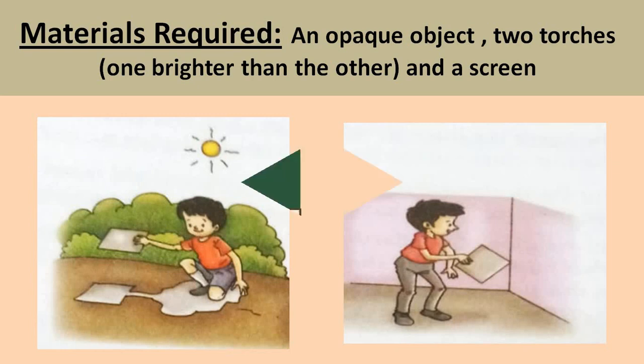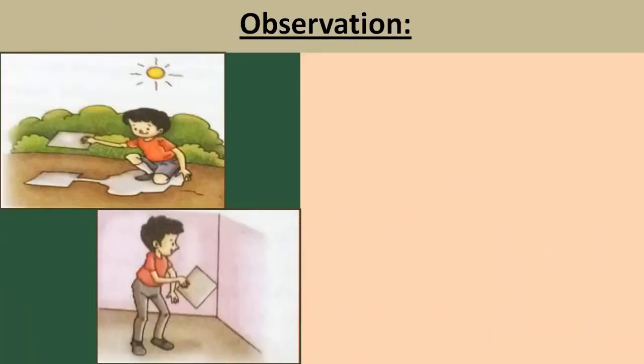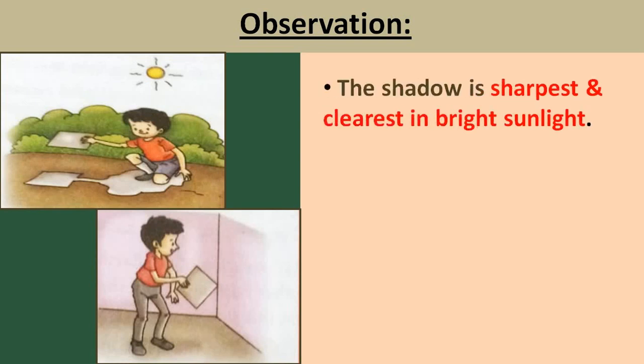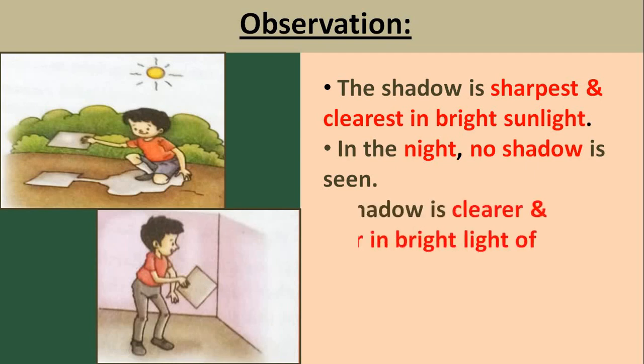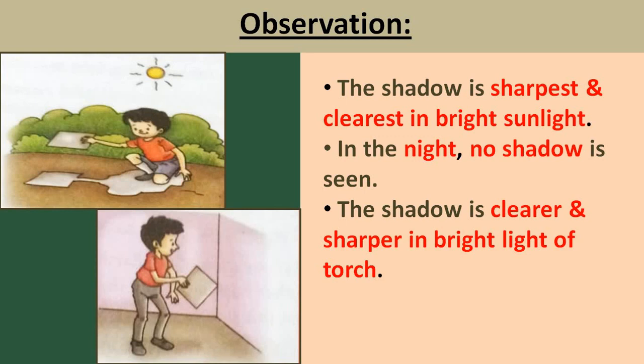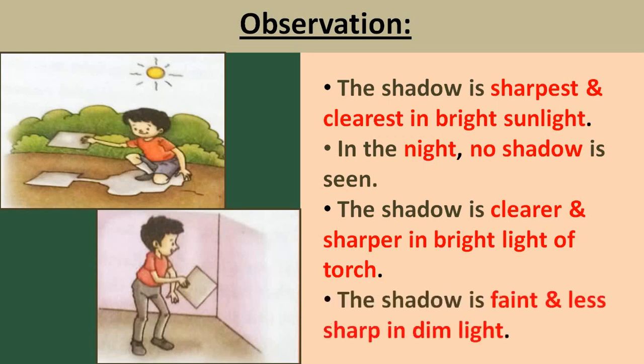You will observe that the shadow is sharpest and clearest in bright sunlight, means during day. The shadow which you form during day is the darkest, sharpest and the clearest. But when you try to find the shadow in the dark, in night, no shadow you will find. And third, you will find that shadow is clear and sharper in the bright light using the torch which produces the bright light. But you will find the shadow is faint, not clear, less sharp in the dim light.